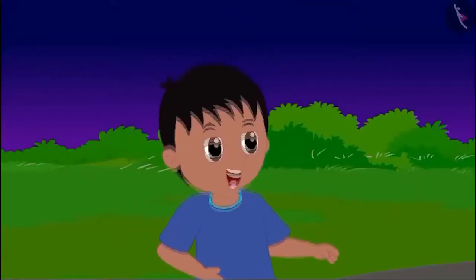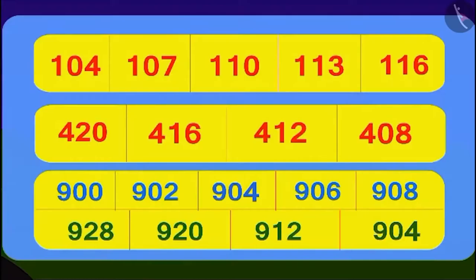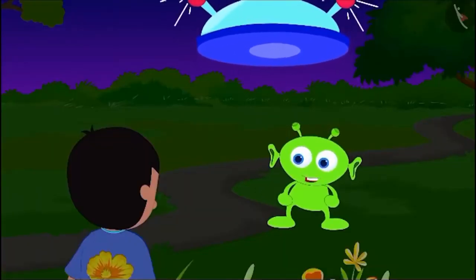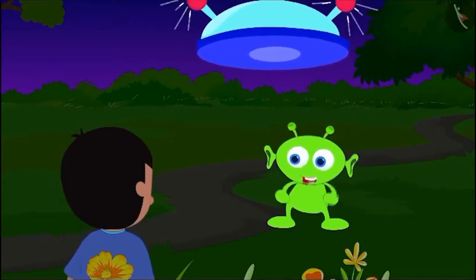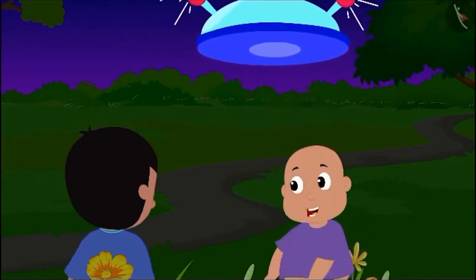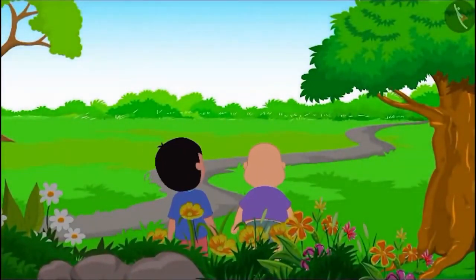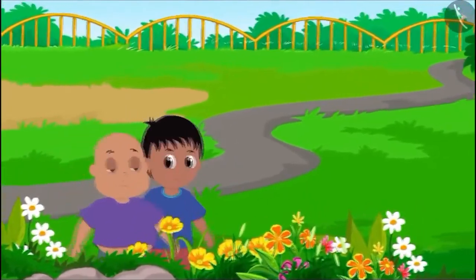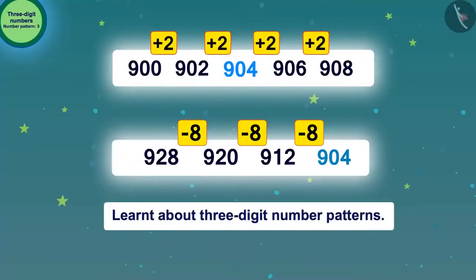Raju is very happy to get the correct answer. He quickly answered the alien. You have given the correct answers to all the three codes. I am returning your friend to you, the alien said to Raju. Bablu came down from the flying saucer, and the flying saucer flew away from there very far. Raju and Bablu happily went home. Children, we hope that this lesson has helped you to understand the number patterns made with three-digit numbers.